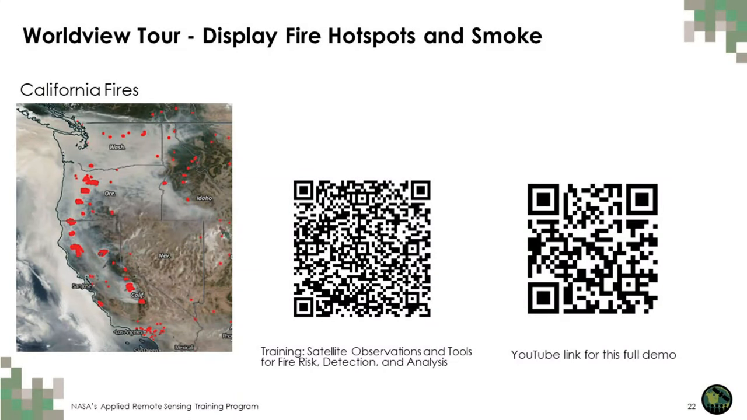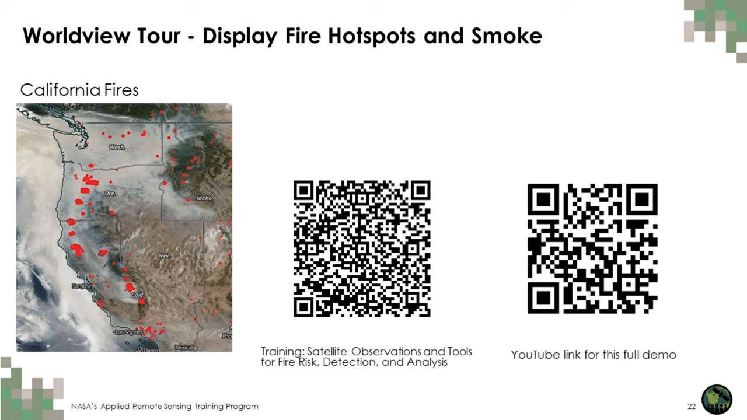For our last demo, this is from a training called Satellite Observations and Tools for Fire Risk Detection and Analysis. This was part of the During Fire session of the training. And you can see from the QR code that will take you to those training materials as well as the videos. But I also have a link here that takes you directly to this demonstration, in its entirety, by Pawan Gupta, who is our air quality lead trainer for the RCEP program.